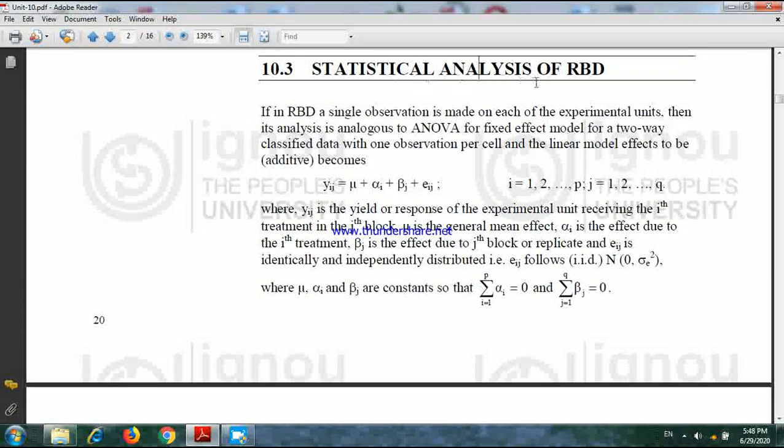Now see the statistical analysis. The mathematical model is Yij equals mu plus alpha i plus beta j plus Eij, where i goes from 1 to p and j goes from 1 to q. Now what is this Yij? Yij means the yield or the response of the experimental unit receiving the ith treatment in the jth block. That is, Yij is the response from the jth block receiving the ith treatment.